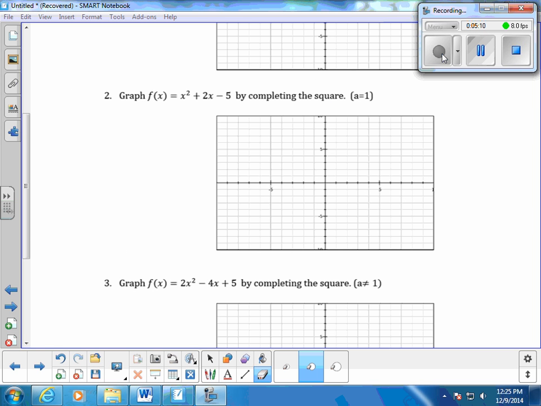Alright, so we switch gears a little bit, and now they tell us to specifically graph by the complete the square method. And we notice that a is equal to 1. So when this first number is a known 1, that's what that means. Your a term is equal to 1. What we're going to do is we write our function.